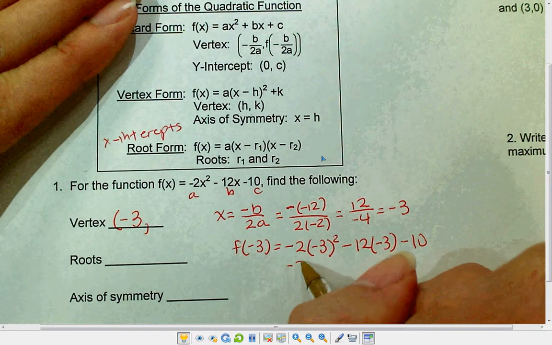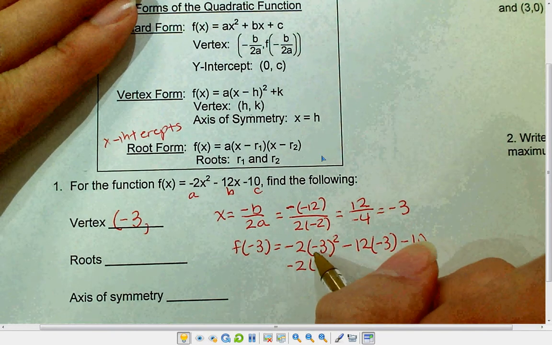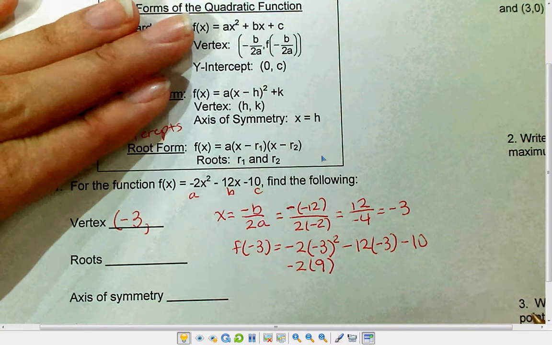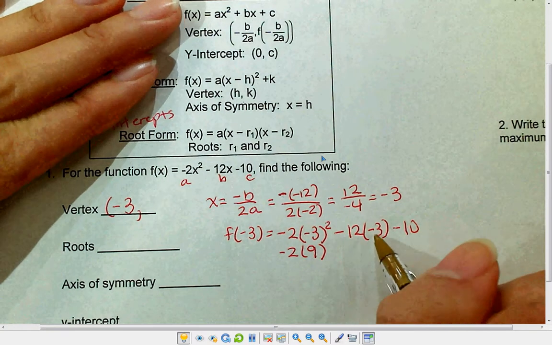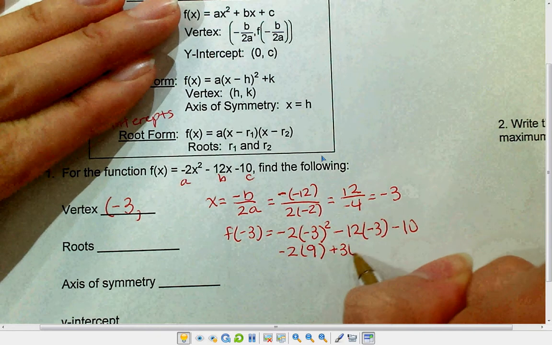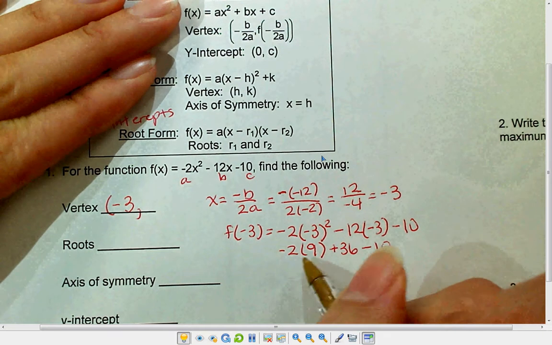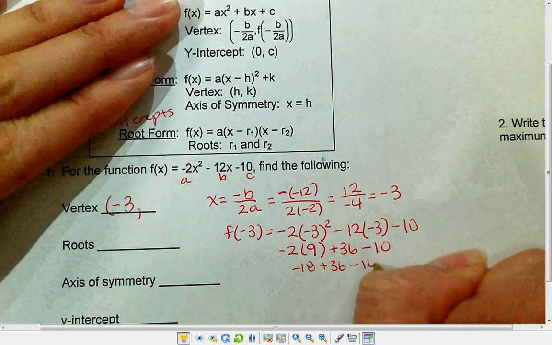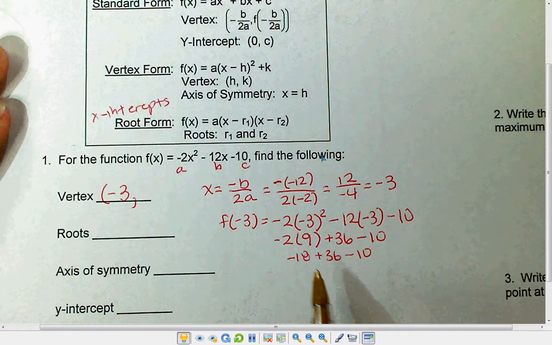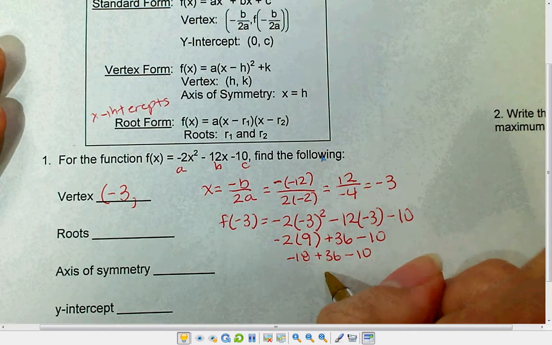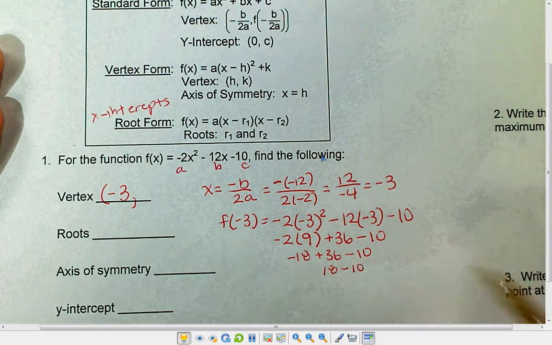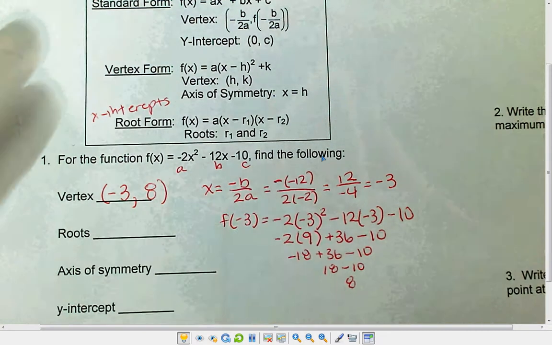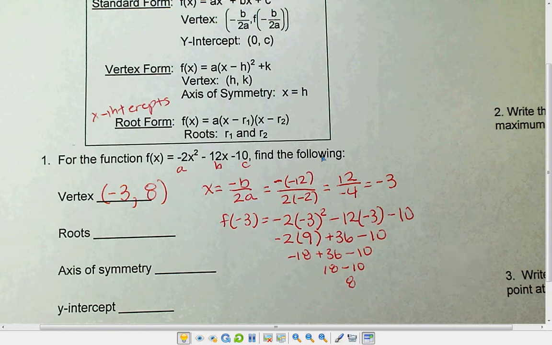So using our order of operations, first we're going to do the exponent, so negative 3 squared. Negative 3 times negative 3 gives me a positive 9. I can multiply negative 12 times negative 3, which gives me a positive 36. Negative 2 times 9 is negative 18. And when I put all these together, negative 18 plus 36 gives me 18, minus 10 gives me 8. So my vertex here is negative 3, 8.